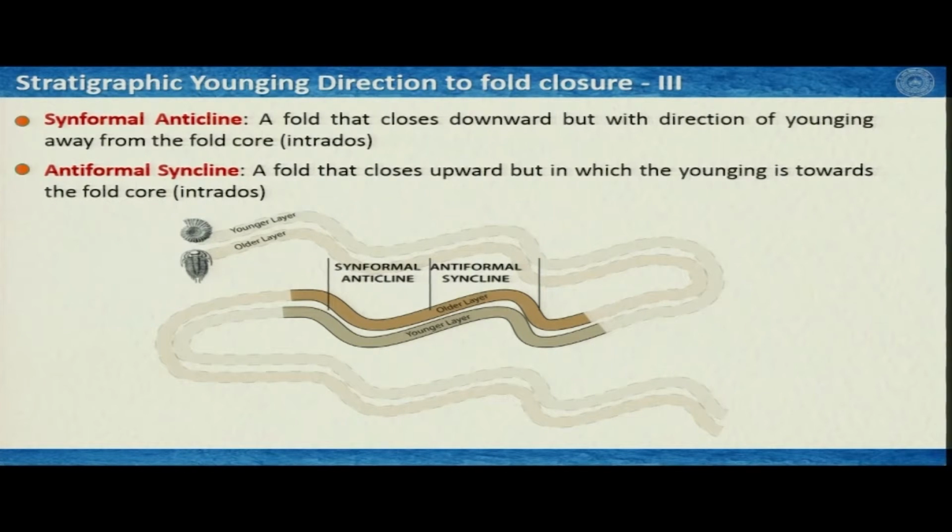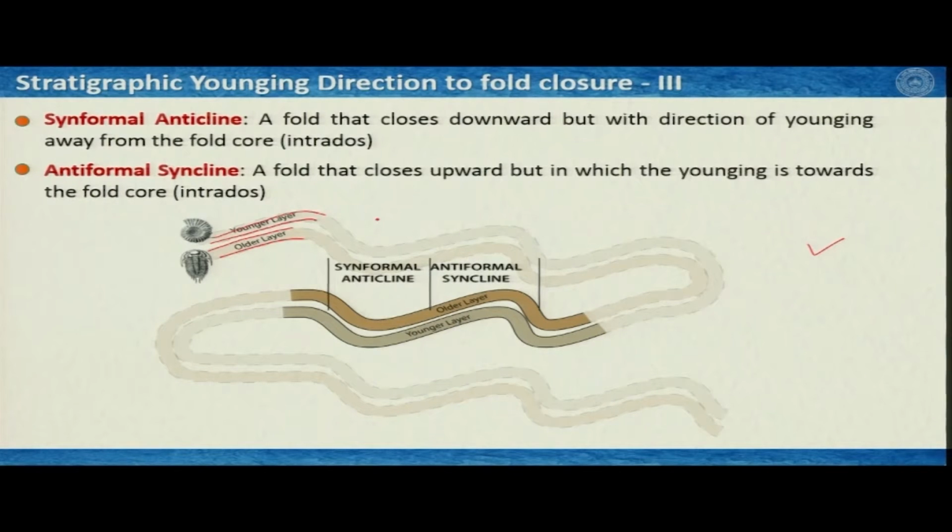And the reverse happens when you have an antiformal syncline, a fold that closes upward, but the younging direction is towards the fold core. The folds generally produce this kind of structures like synformal anticline or antiformal syncline. It is a little complicated, but we'll understand it with this illustration given here. So you can imagine that this is your younger layer here, going here, defined by this ammonite fossil, and this is the older layer.